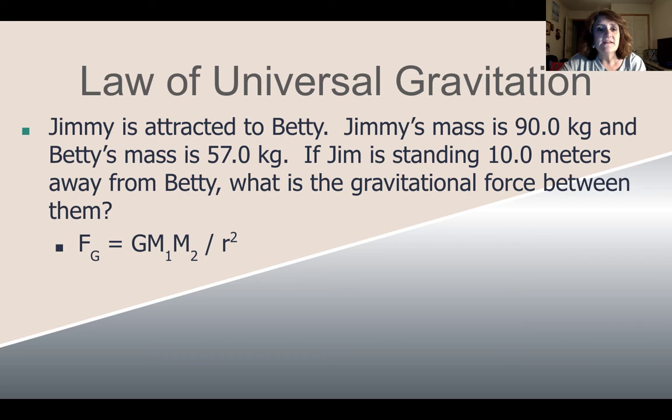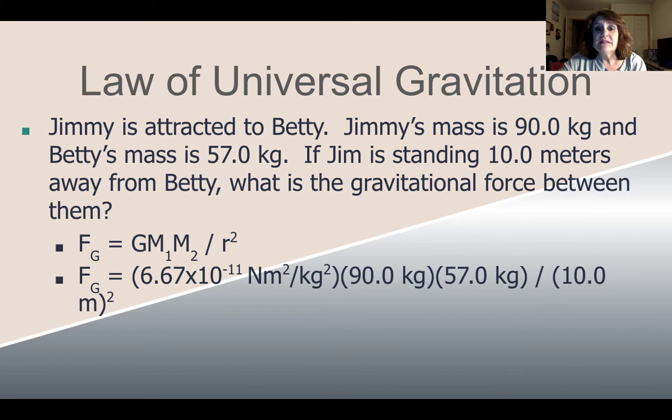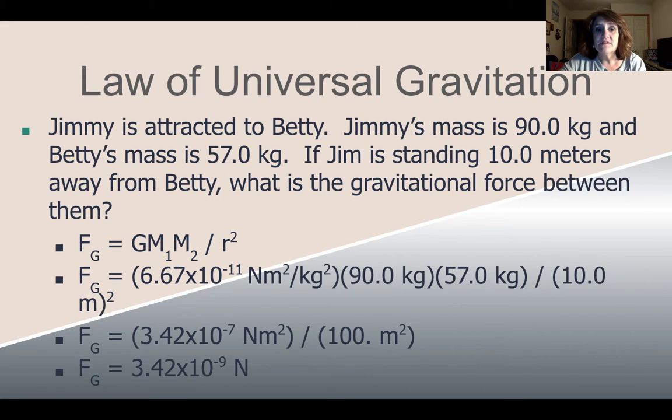Remember that force is big G times m1 times m2 divided by r squared. So you would literally take 6.67 times 10 to the negative 11th times 90 times 57 divided by 10 squared. Plugging that into a calculator, believe it or not, would give you 3.42 times 10 to the negative 9th. You're going to want to practice this before you have the assignment.